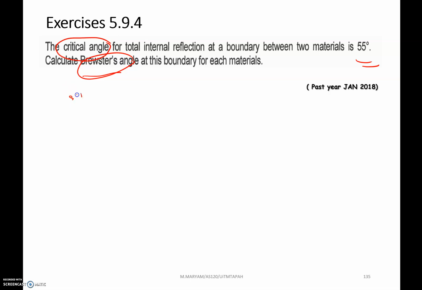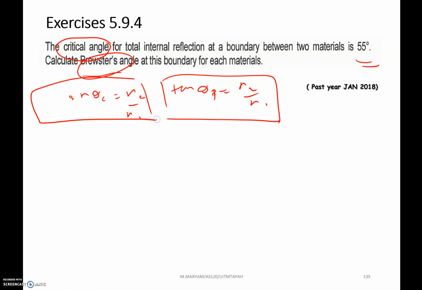For the critical angle, sine theta c is equal to n2 over n1. Whereas for Brewster's angle, tangent theta p is also equal to n2 over n1. You can see that these two have a similarity, which is n2 over n1. So sine theta c is equal to n2 over n1, and tangent theta p is also equal to n2 over n1. You can simplify this by putting in the values. The critical angle is already given here, which is 55 degrees. So sine theta c is equal to tangent theta p.